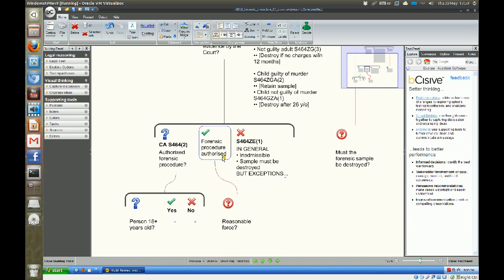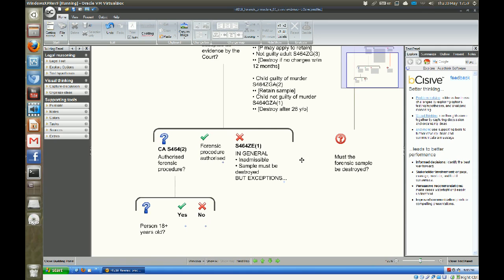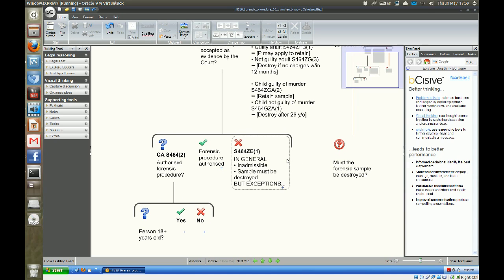Now that the authorities have the statutory authority to use what they deem reasonable force, it's not surprisingly quite a loose definition. So let's say the forensic procedure wasn't authorized. Let's say the forensic sample was got by non-authorized means. So in general, that means the sample is inadmissible in court and that it must be destroyed.